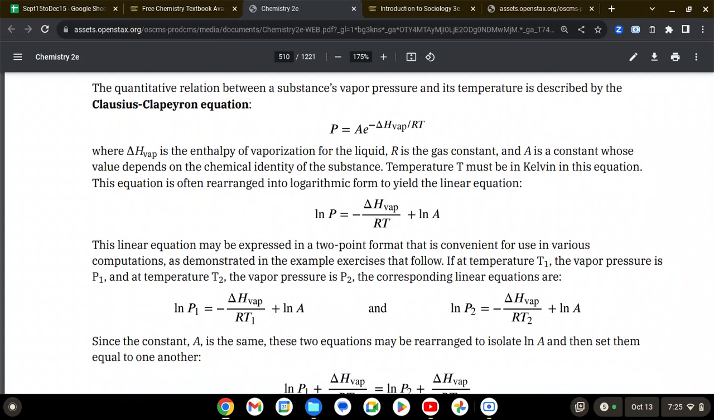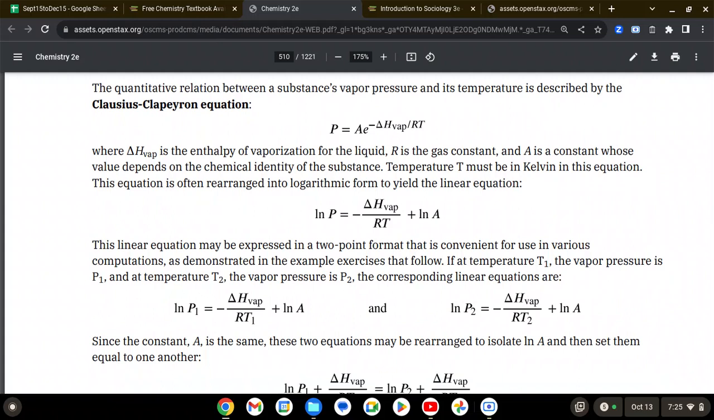The quantitative relation between a substance's vapor pressure and its temperature is described by the Clausius-Clapeyron equation. Pressure equals A, which is some constant, times e to the negative delta H vap over RT power, where delta H vap is the enthalpy of vaporization for the liquid, R is the gas constant, and A is the constant whose value depends on the chemical identity of the substance. Temperature T must be in Kelvin in this equation.